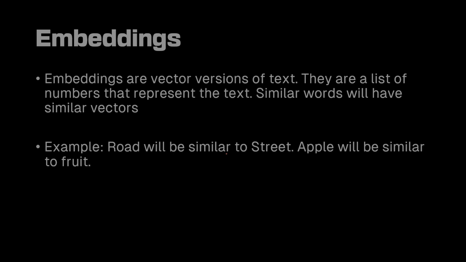Okay, so this is in a way that similar words will have similar arrays. So road will be similar to street because they represent similar things, and apple will be similar to fruit because apple is a fruit. Okay, so essentially we have text, and the text contains a bunch of words. Now we cannot directly feed this into a program because programs do not understand human language. So what we do is we vectorize this and convert it into a vector, a list of numbers.